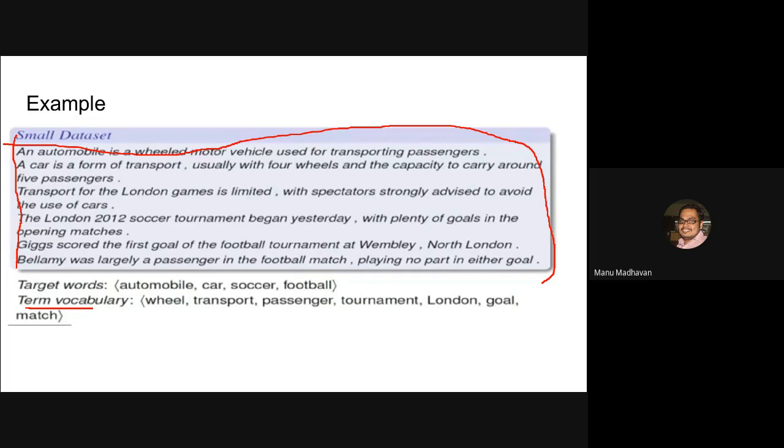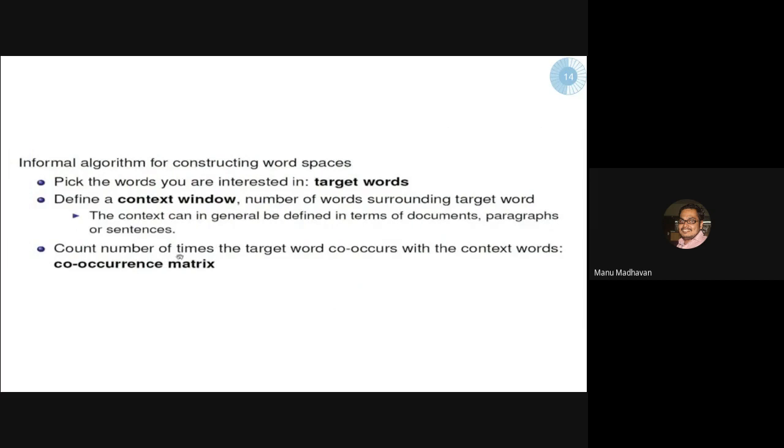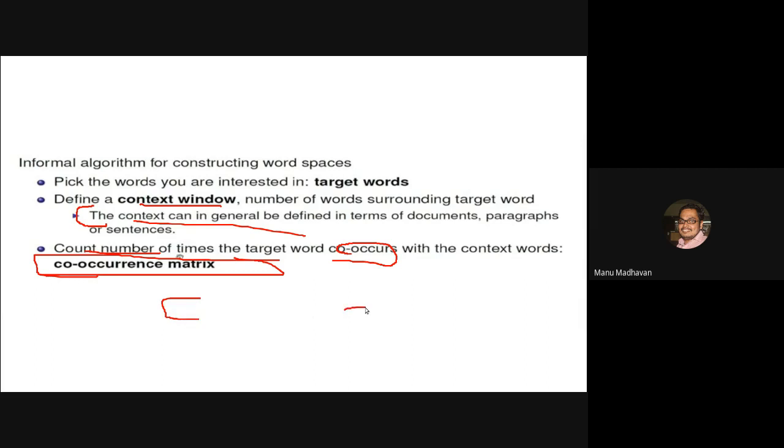So how can we do it? An informal algorithm is: pick the word you are interested in, the target word, and define a context window, that is the number of words surrounding the target word. The context can in general be defined in terms of documents or paragraphs, but we are taking a context window of 2 or 3, or 3-4 words. Then count the number of times the target word co-occurs within the context window. So we can get a co-occurrence matrix, and that matrix represents a vector representation of the word.